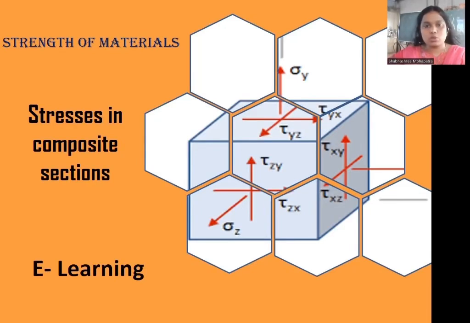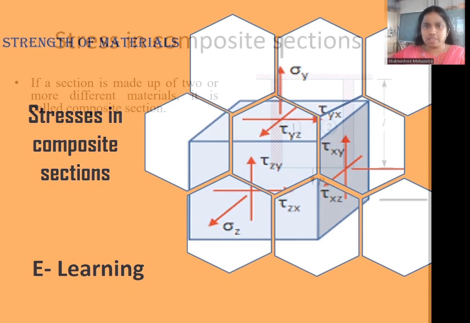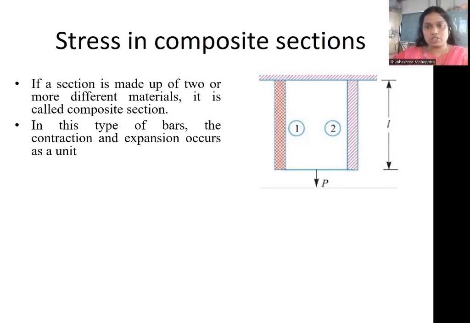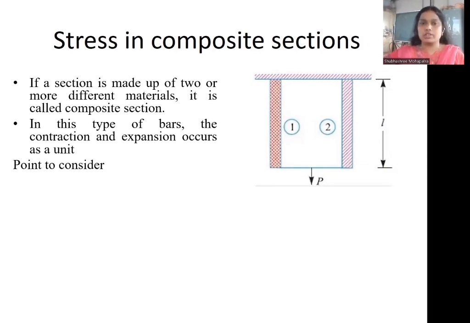Hello students, today we'll be solving some numericals on stresses in composite section. If a section is made up of two or more different materials, it is called a composite section. If a composite section is subjected to an axial pull or force, then it will contract or expand as a unit. What are the points to consider to find the stresses in a composite section?